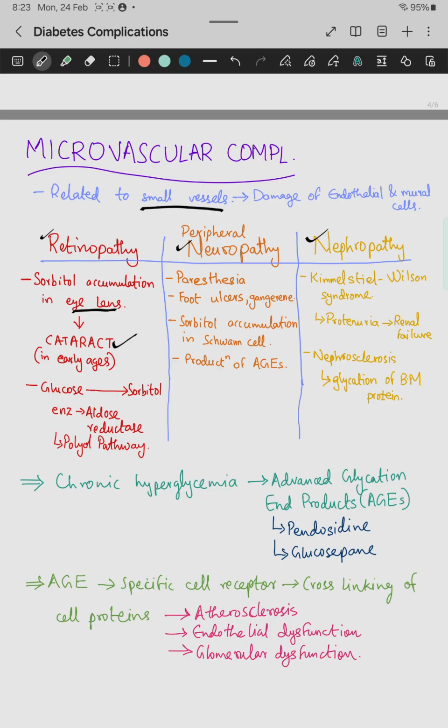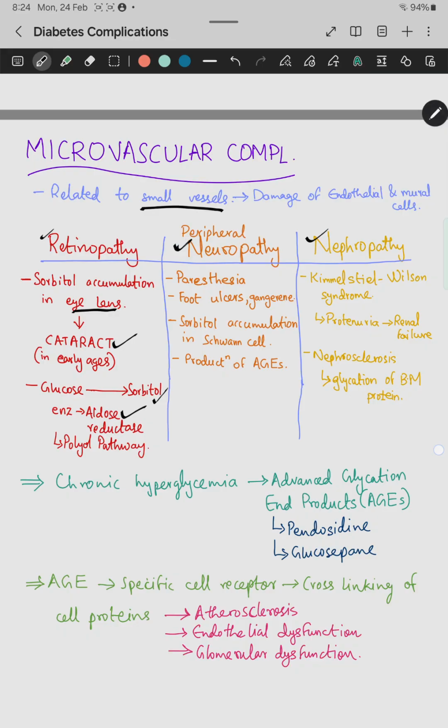This sorbitol accumulation is due to the increased polyol pathway. Because glucose is getting accumulated in our body, glucose gets converted into sorbitol with the enzyme aldose reductase. This is the basic equation for the polyol pathway. So the polyol pathway increases due to the accumulation of glucose, and sorbitol is produced and gets accumulated in the eye lenses, which causes cataract. So that is about retinopathy.